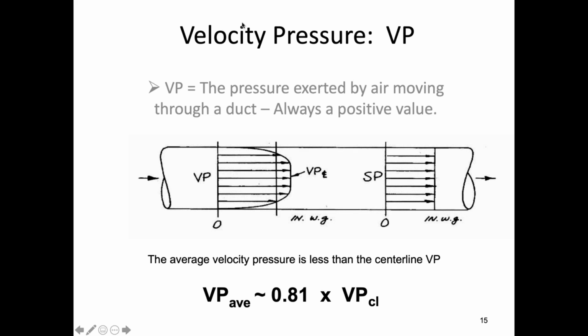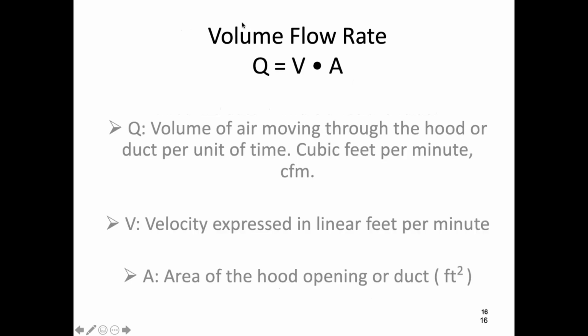Now there is a cheat. One of the cheats that people use is that the velocity pressure, that's CL, called center line on that formula at the bottom. If you measure the velocity pressure right in the middle of the ductwork and multiply it by 0.81, it's an approximation of the average velocity pressure throughout the ductwork to save a little bit of time. But if you really want to know what it is for sure, you have to measure it in different spots. We're going to talk about how to do that in a second.